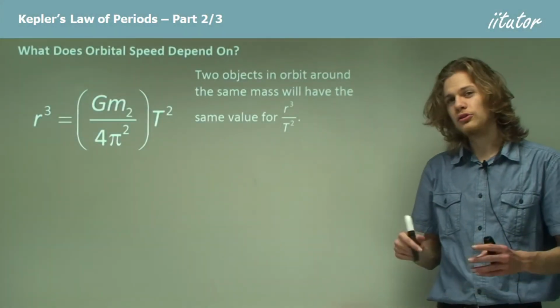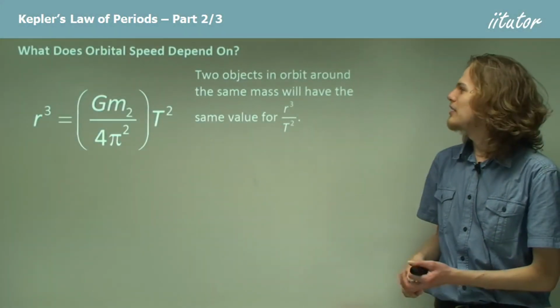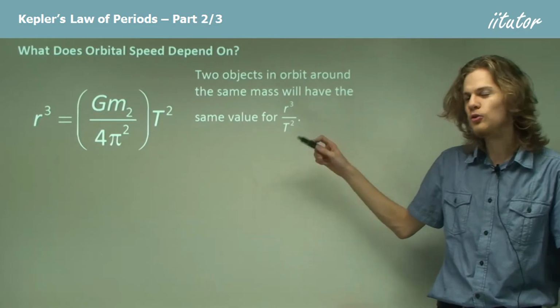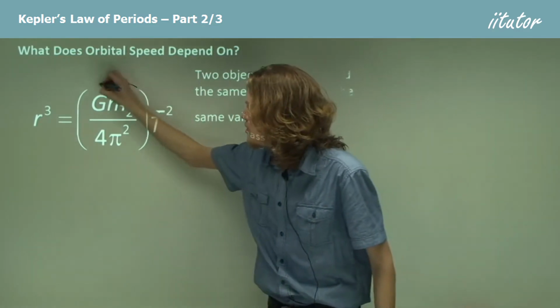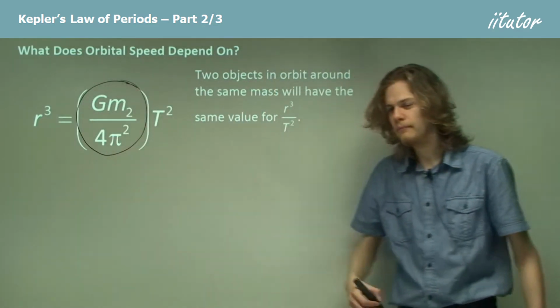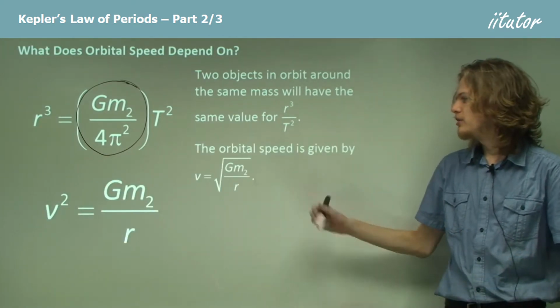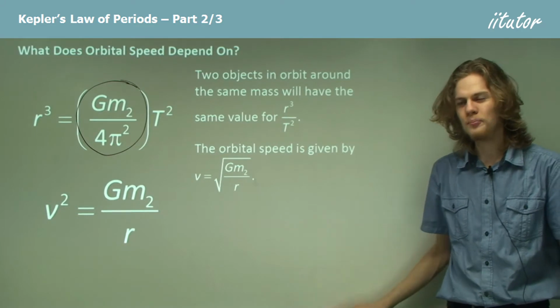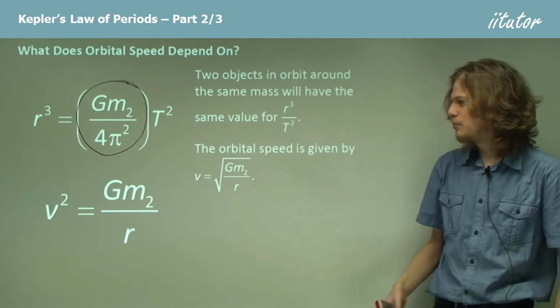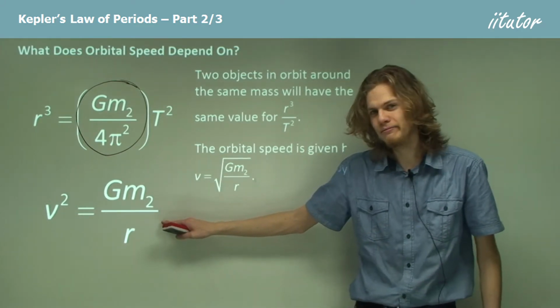So two objects in orbit around the same body will have exactly the same value for r cubed over t squared. And it will be this value here. Now the orbital speed will be given by v equals the square root of GM on r. And of course we can get that simply from our earlier equation.